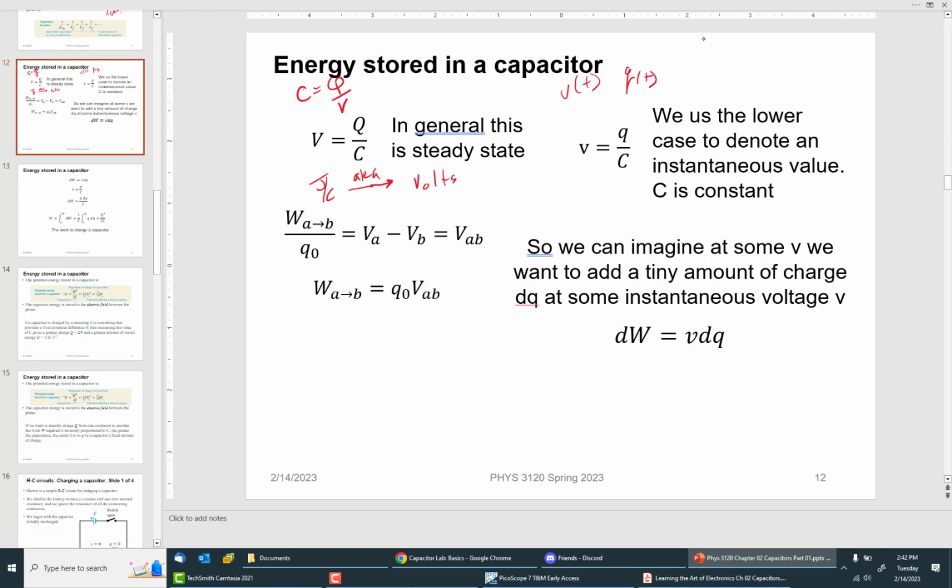So we can construct this differential here. If we want to add a little bit of charge at a particular voltage, we assume the voltage stays constant for that infinitesimal, and so the amount of work is just the amount of charge we add, the tiny amount of charge.